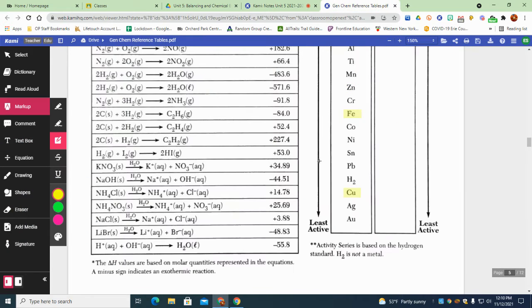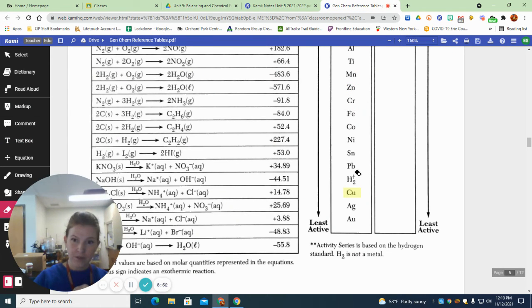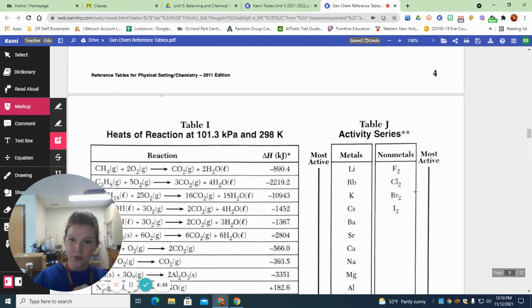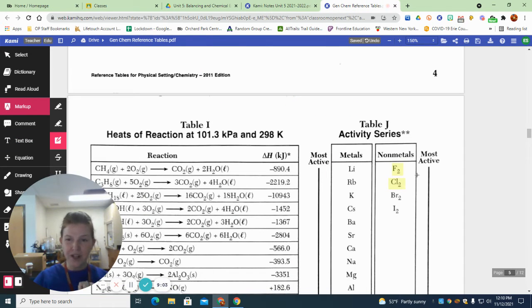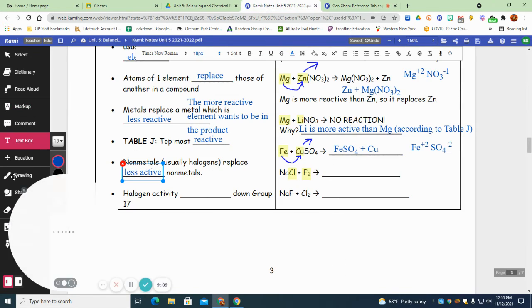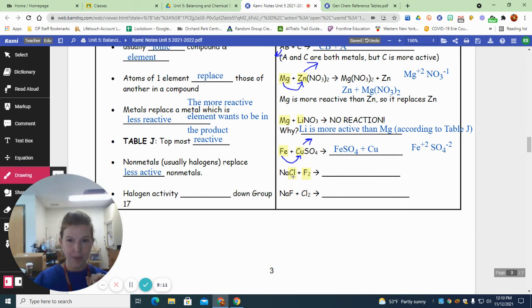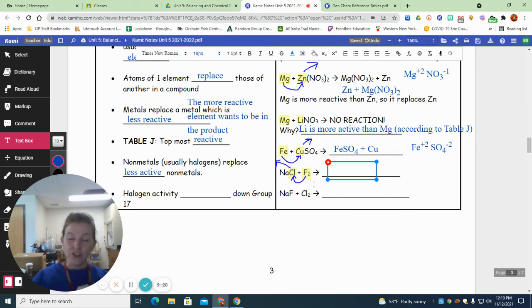So if I head over to this table J, you can see I have my nonmetal side. So in this particular example, we are combining fluorine and chlorine. Now, as I look at my table, I can see that fluorine is more reactive than chlorine. Fluorine is more reactive than chlorine, so it's going to come over and kick it out. Now, when I do this, I drop that little 2 subscript. So what I'm creating is Na is now with fluorine and Cl is by itself.